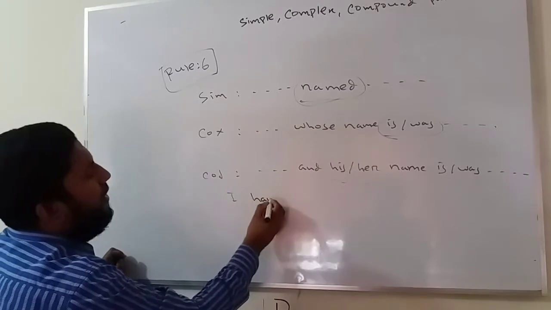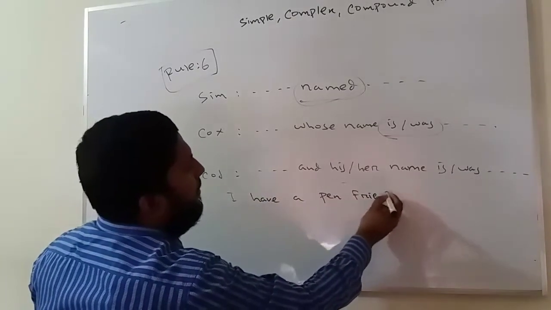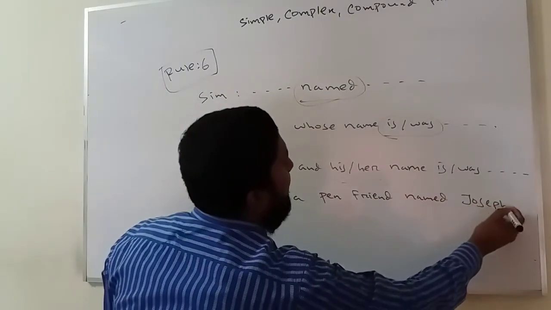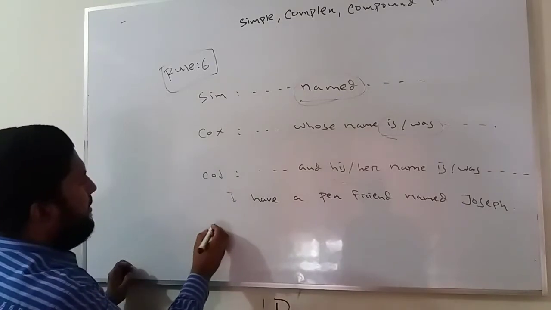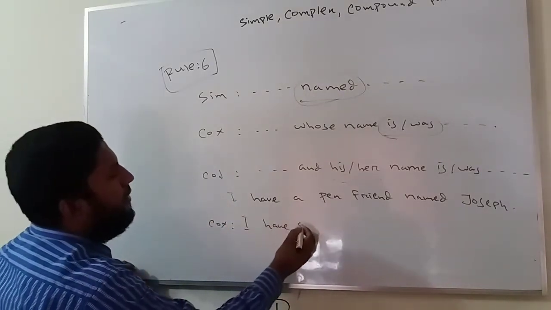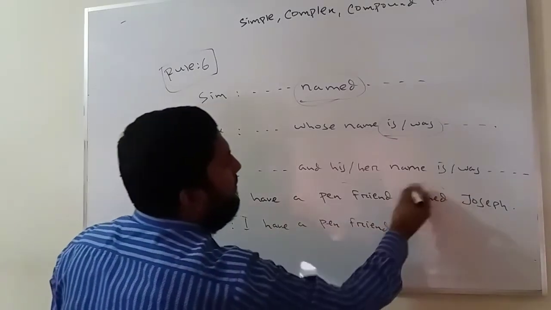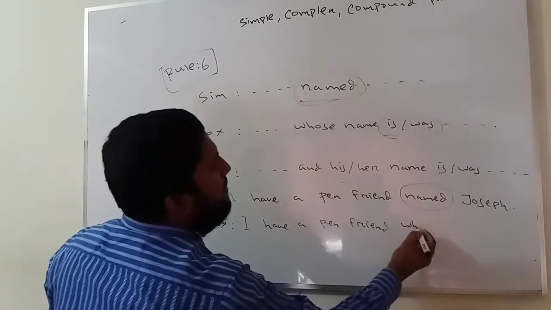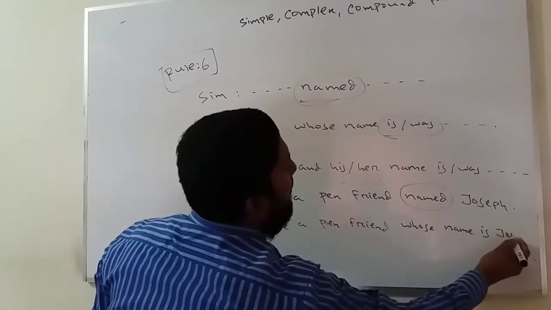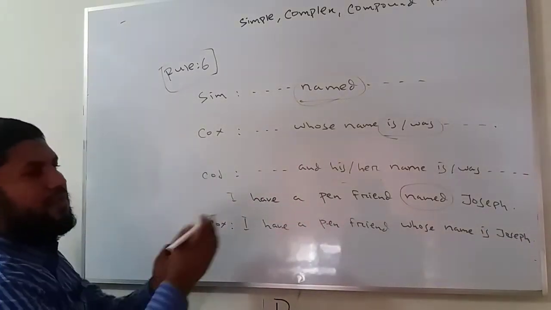I have a pen friend named Joseph. So this is the simple sentence. In complex, you will have to do: I have a pen friend. Instead of named, you will have to use whose name is Joseph. I have a pen friend whose name is Joseph.